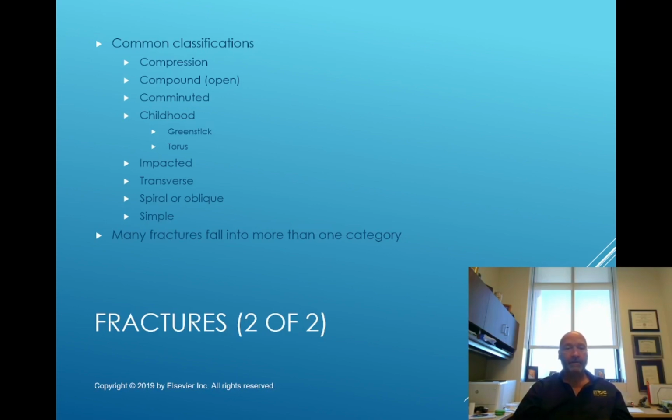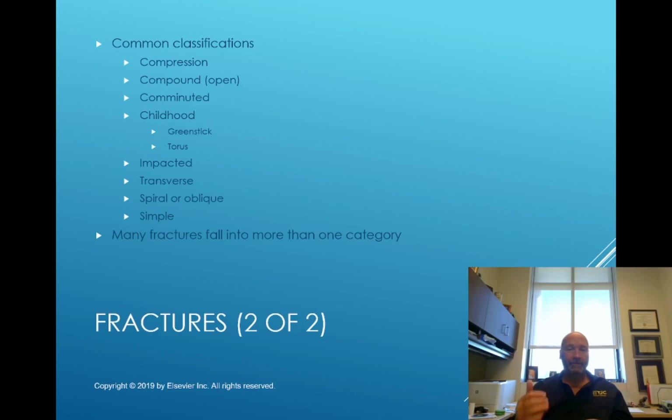Compound fracture, we already talked about, is an open fracture. That's where the bone is sticking through the skin. And a comminuted fracture is best described by lay people as being shattered. So if you ever heard somebody say, well, I shattered my ankle, I shattered my wrist, and I had to fix it or whatever, that's what they're referring to.